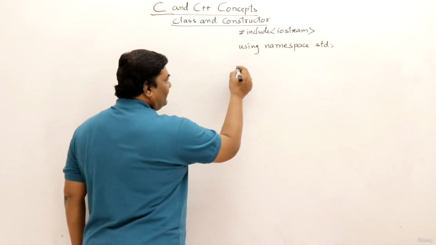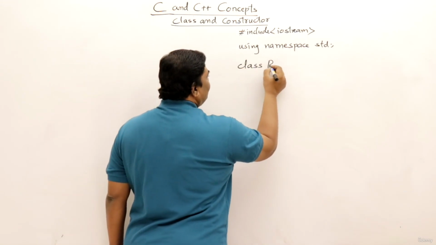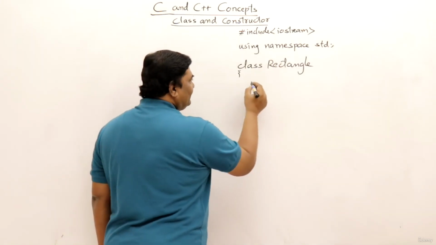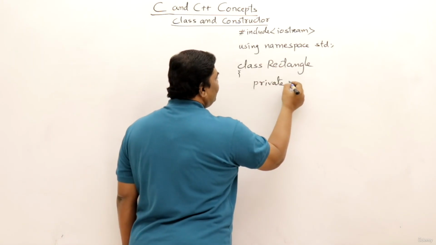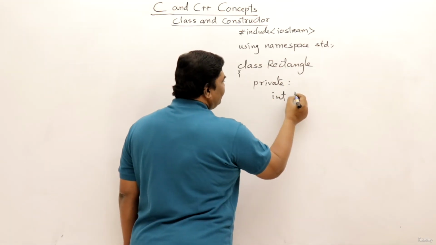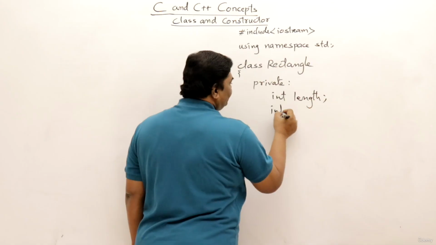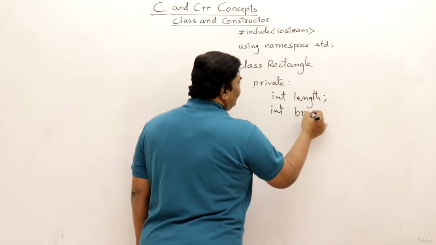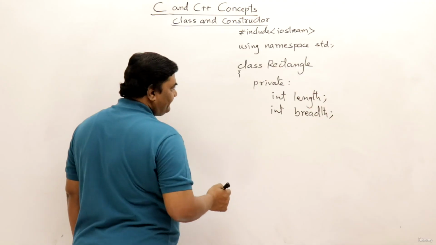Now let us write a class for rectangle. Class rectangle. Inside the class, first of all, I need data members. So let us declare them as private. I need two data members: one is length and the second one is breadth. So this is integer breadth. I am taking both of them as integer, so if you want to change the data type, you can change them.